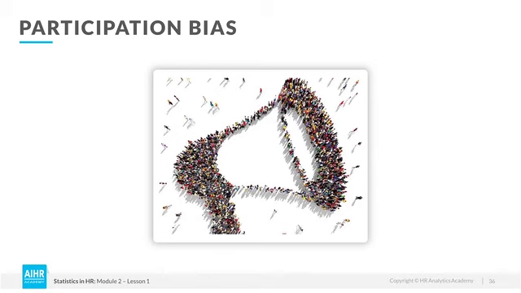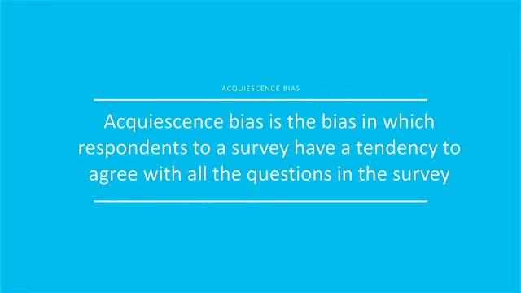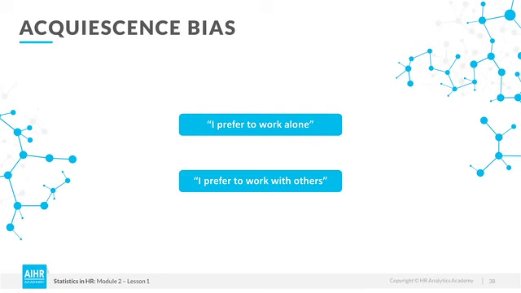Fourth, we have the acquiescence bias. This type of bias is also referred to as yay-saying, and is a bias in which respondents to a survey have a tendency to agree with all the questions in the survey. For example, a participant could be asked whether they endorse the following statement: "I prefer to work alone." But then later on in the survey they also endorse, "I prefer to work with others," which are contradictory statements.